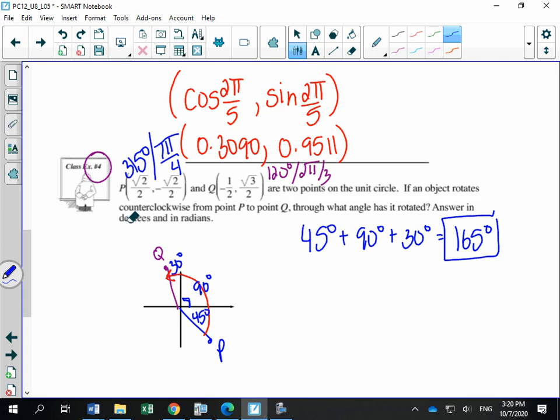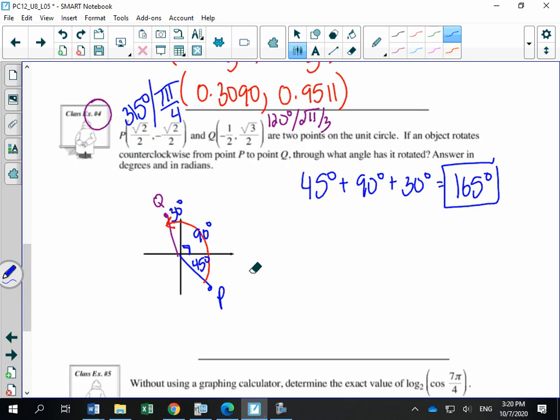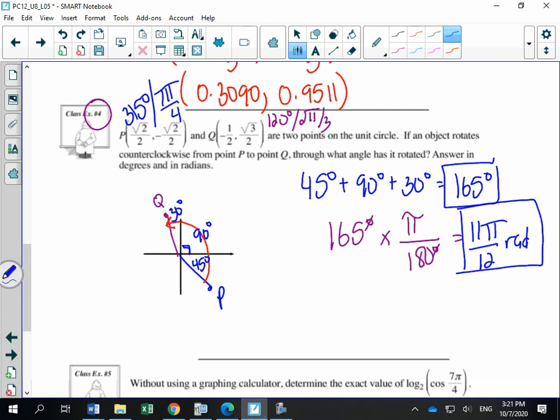Then they say answer in degrees and radians. So I'm going to show you how we could do the radians in one of two ways. One way, if you're able to easily see this in degrees, let's convert from degrees to radians. So 165 degrees times pi radians over 180 degrees. Degrees and degrees would cancel. 165 divided by 180, you would need to type that in on your calculator and reduce it. 165 divided by 180 is 11 over 12. So the answer is 11 pi over 12 radians. Okay, so that's the answer in degrees, that's the answer in radians.